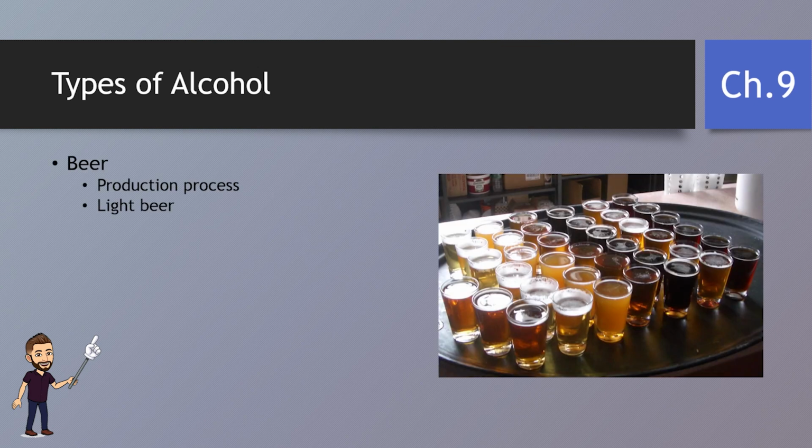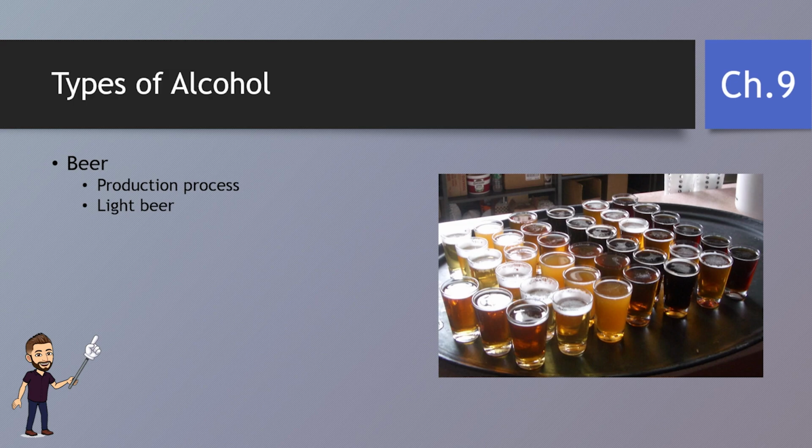Beer is made by adding barley or malt to other different cereal grains, and then hops are added in with yeast to give it that flavor and distinct taste.